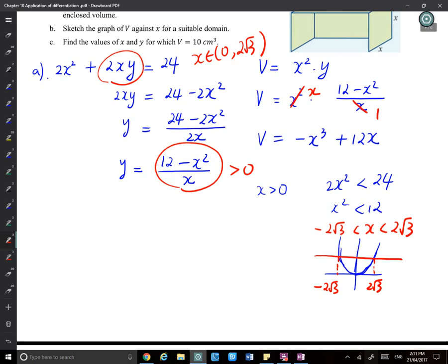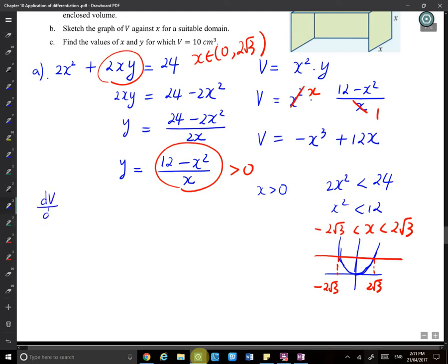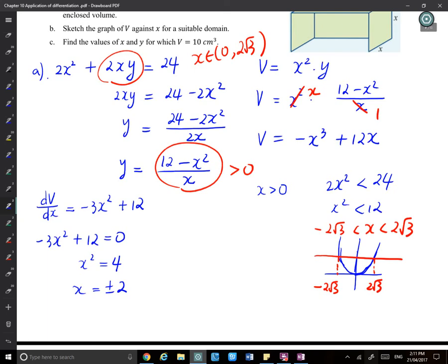Sketch the graph. Well, I haven't found the maximum point yet, so let's find dV/dx. It's minus 3x squared plus 12. You want to find the turning point, so you want that to be 0. Then x squared needs to be 4, so x needs to be plus or minus 2.